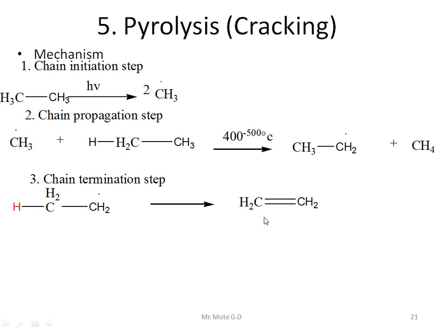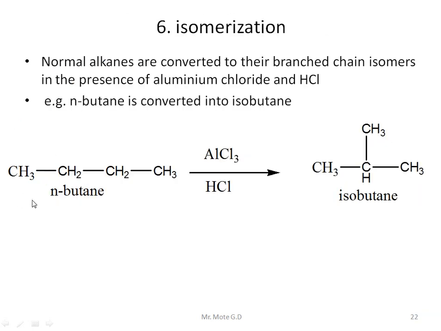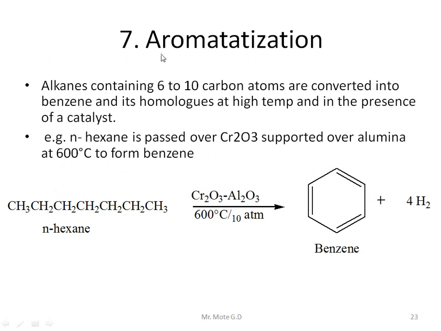That is pyrolysis. Next, isomerization. Isomerization means shifting of carbon atoms. Normal alkanes are converted into branched chain isomers in the presence of aluminum chloride and HCl. So n-butane is converted into isobutane. This is n-butane treated with aluminum chloride and HCl to form isobutane.